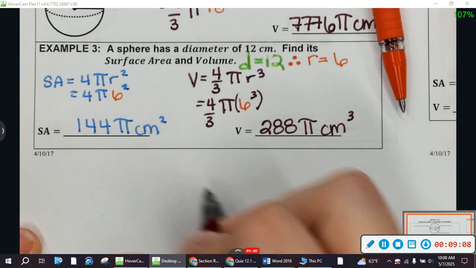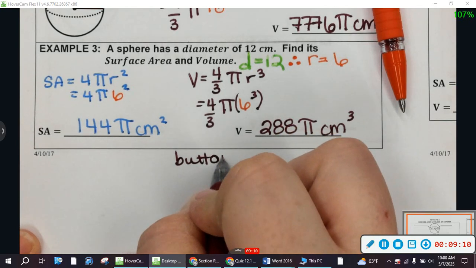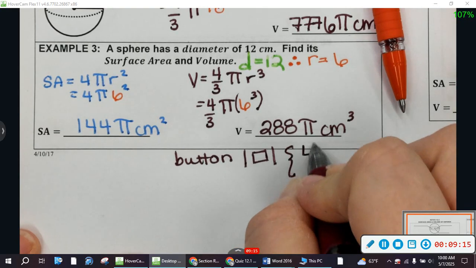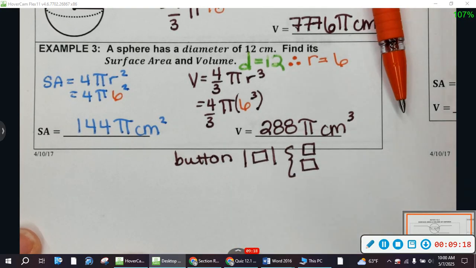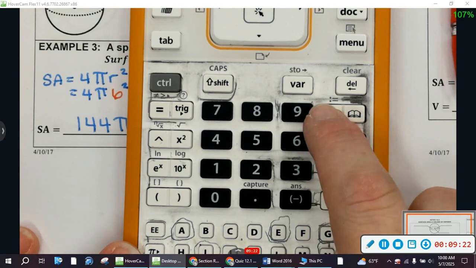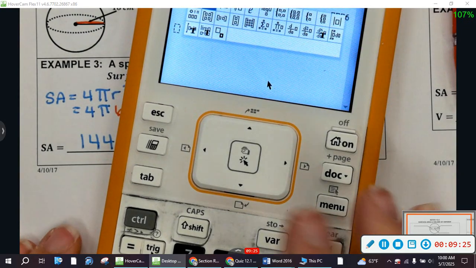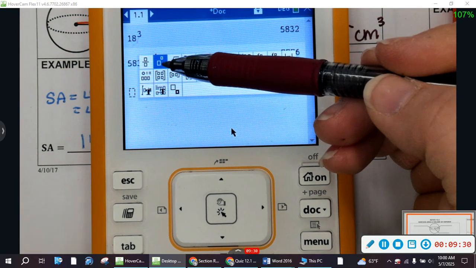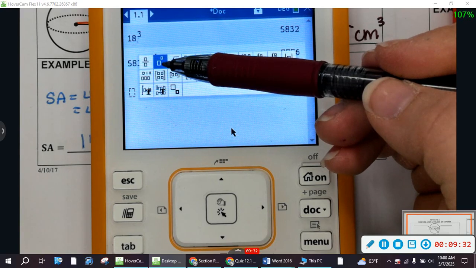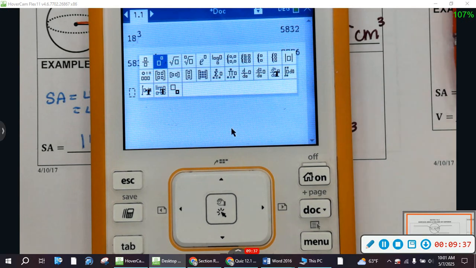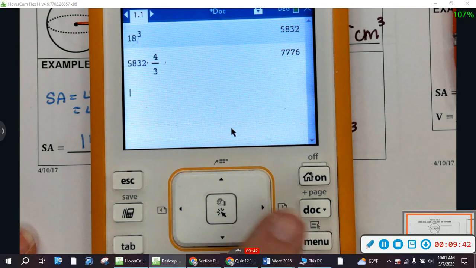Now there is also a button on your calculator, and it looks something like this. It is over here next to the book. If you push that button, it gives you several different options, and this one right here is where we could basically use that exponent. You type in 18 here, and then you cube it there. So I personally prefer the other way.